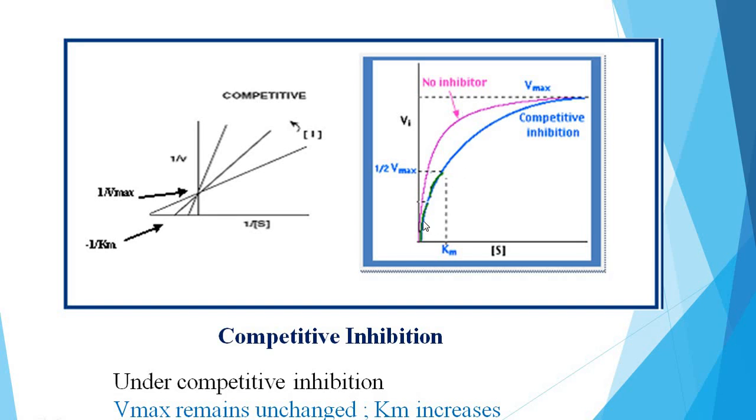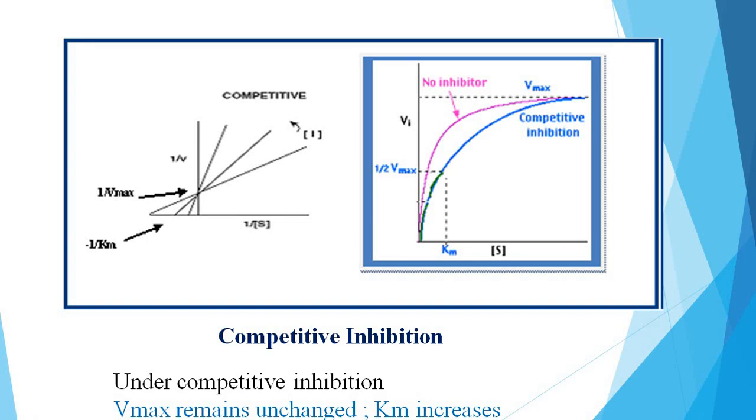But if we plot the graph with the competitive inhibitor, then this blue color shows the graph with the competitive inhibitor. In the competitive inhibition, V maximum remains unchanged and the Km increases with the inhibitor. Here we are observing that the V maximum value with no inhibitor and the V maximum value with the competitive inhibitor is the same. So, the V maximum value remains unchanged, but the Km value increases with the inhibitor.